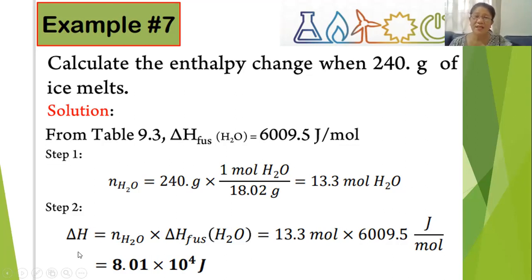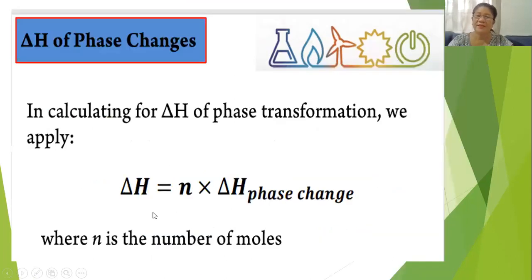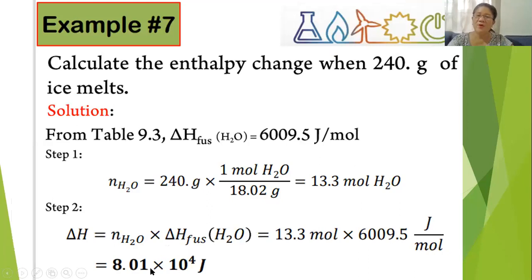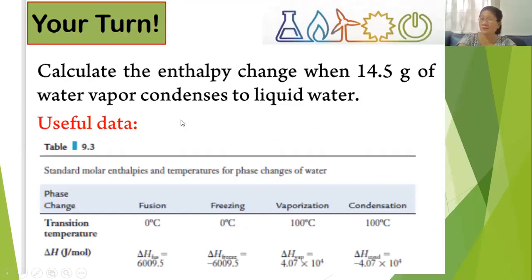Finally, let us get our delta H. The formula here is delta H is number of moles times the phase change. Our number of moles is 13.3 moles of water multiplied by the phase change of fusion, that is 609.5. Cancel your mole. Your delta H is equivalent to 8.01 times 10 raised to the power of 4 joules. That's an example of phase change from ice to water when ice melts. So this is now your assignment. Your turn to calculate this. Use the data in table 9.3.